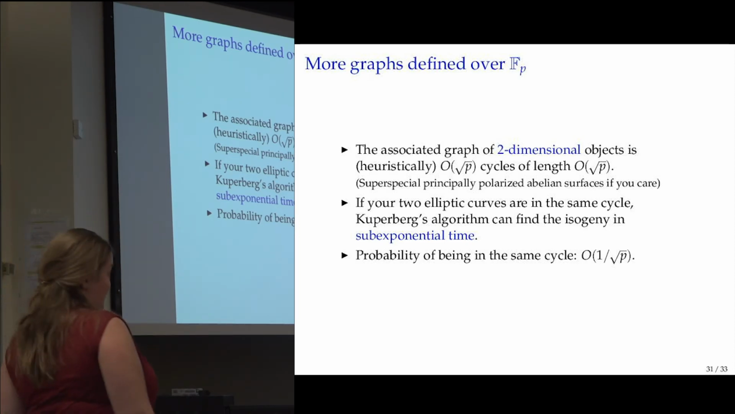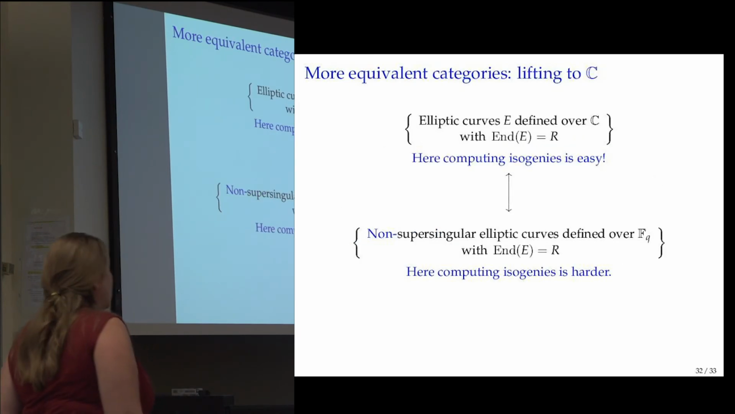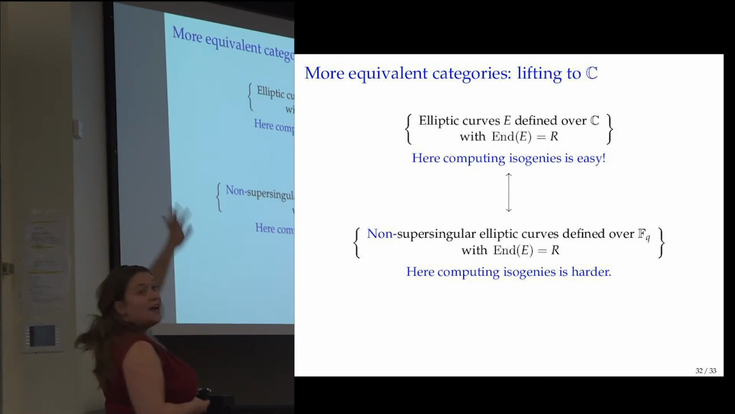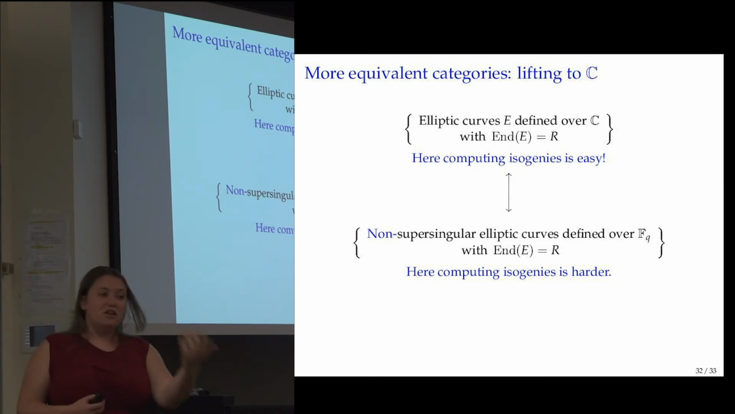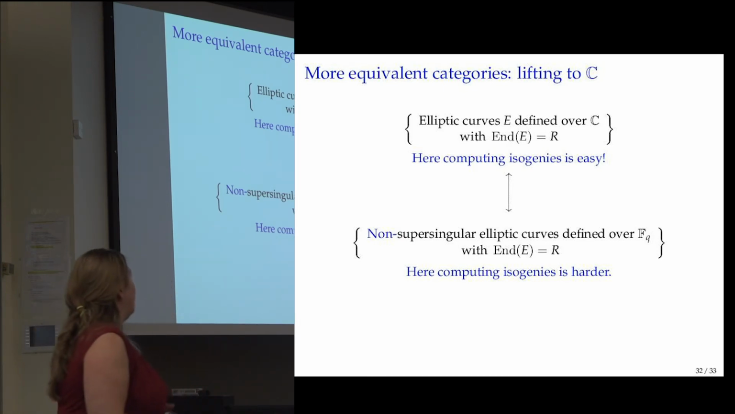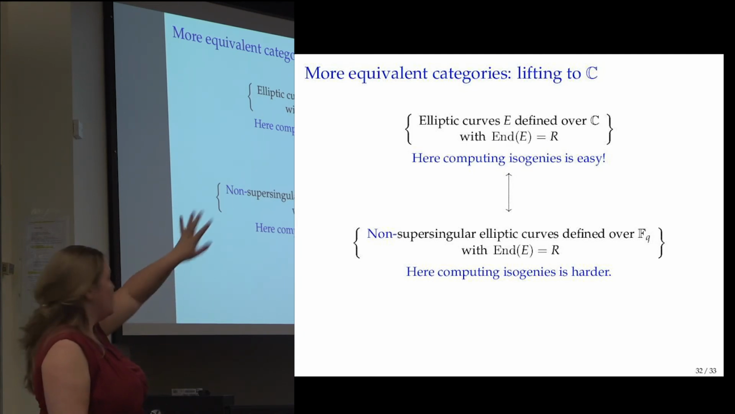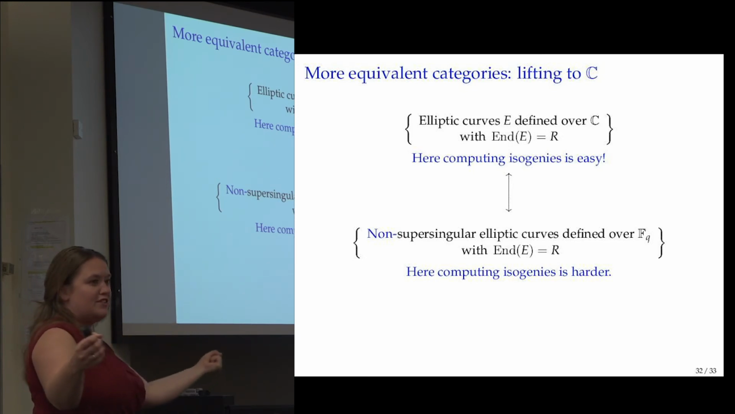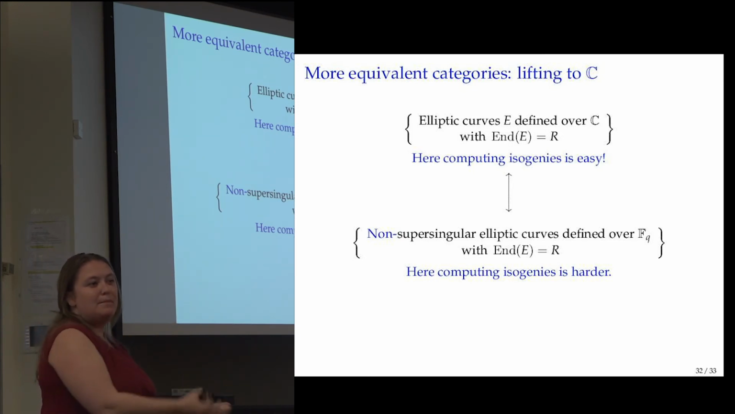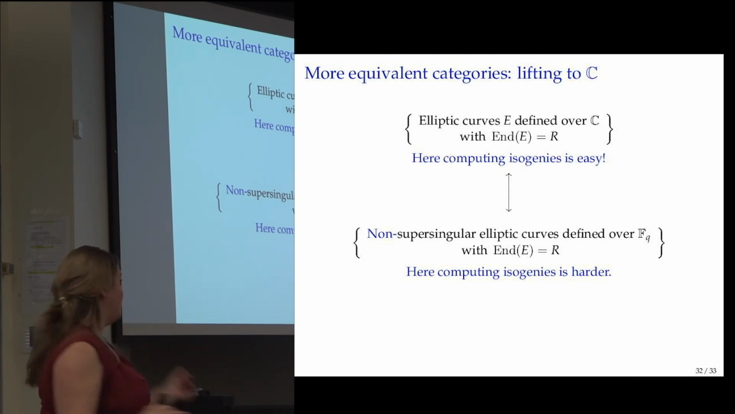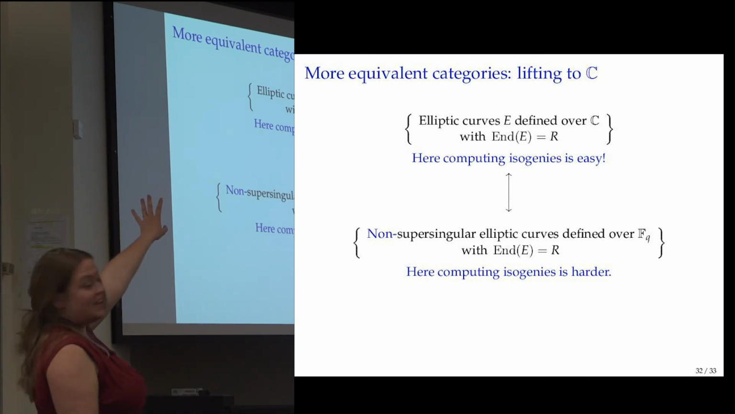So there's another category where things are easy, and that's elliptic curves defined over the complex numbers. Right, so if you just look at the top here, you've got elliptic curves, so polynomials with coefficients in C. And they've got a special endomorphism ring, don't worry about that, but this is just what makes it work. And if you've got 2 polynomials with coefficients in C, finding a map between them is actually just linear algebra that's super fast and really easy, which is awesome. So that's why computing isogenies there is easy.